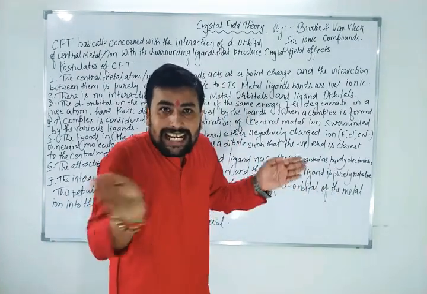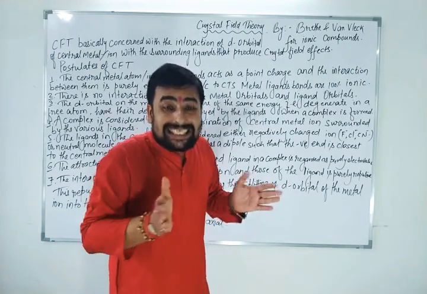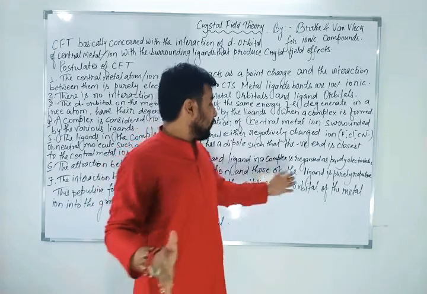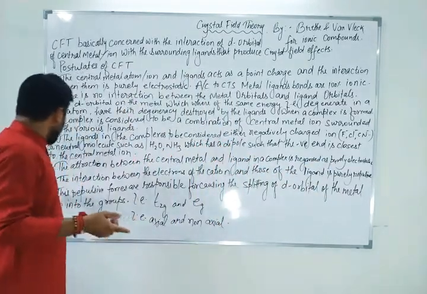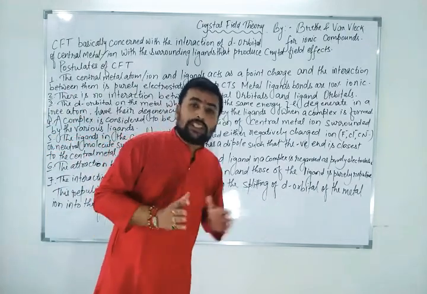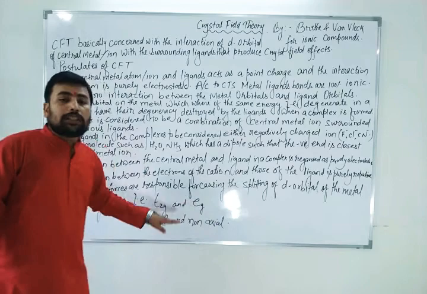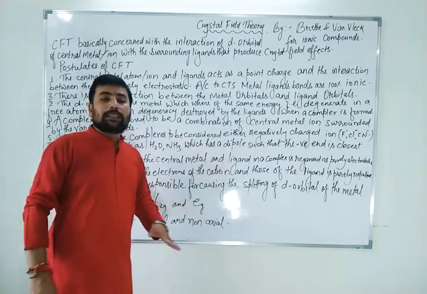It is not attractive, it is not combining, it is not constructive, it is repulsive. Because of these purely repulsive forces, the d orbitals split into two parts, that is t2g and eg. t2g means axial and eg means non-axial.